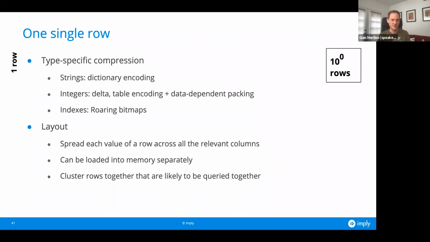If we're only reading 2 fields out of a row, we only have to unpack data from those 2 columns. Each one can be loaded into memory separately. And we want to cluster rows together that are likely to be queried together. Like I was saying earlier in the last couple slides, this concept of blocks is important to think about.